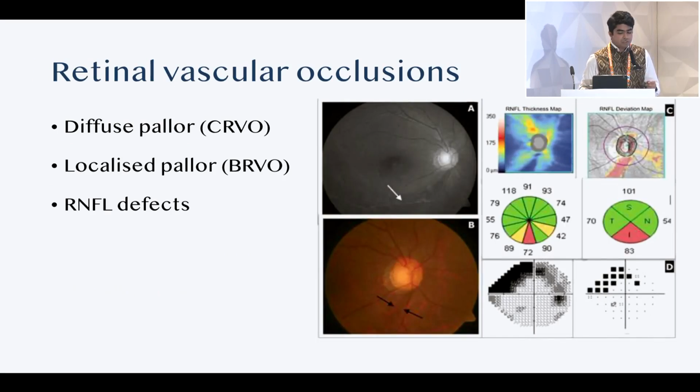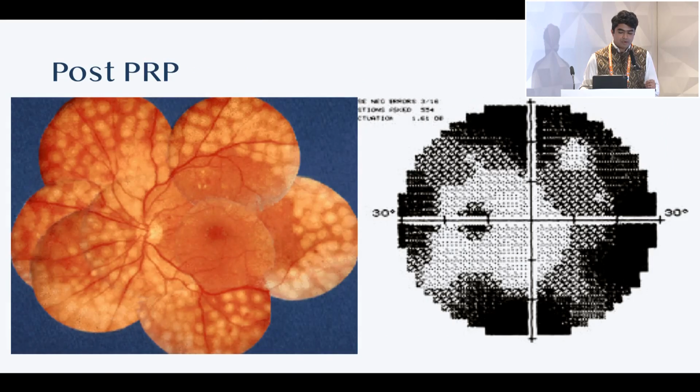Retinal vascular occlusions have also been described to mimic RNFL defects due to their variation in RNFL defects. So a diffuse pallor in CRVO, whereas localized pallor in BRVO, can help us differentiate these cases from a glaucomatous disc. Of course, finally, as a retina specialist, I must mention PRP mimicking a glaucomatous disc if not seen in its entirety.